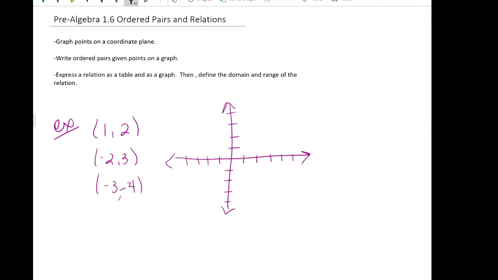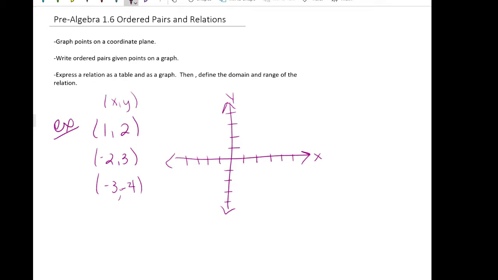Just to remind you, when we are drawing in the coordinate plane, this horizontal line is called the x-axis and the vertical line is called the y-axis. And we always graph the x-coordinate first. So in all of our ordered pairs, you're going to see this format. It's the x, comma, y.